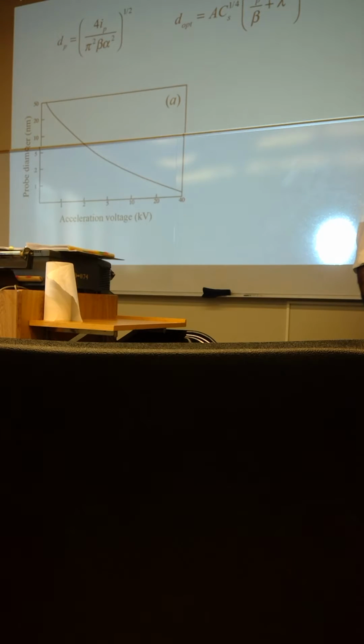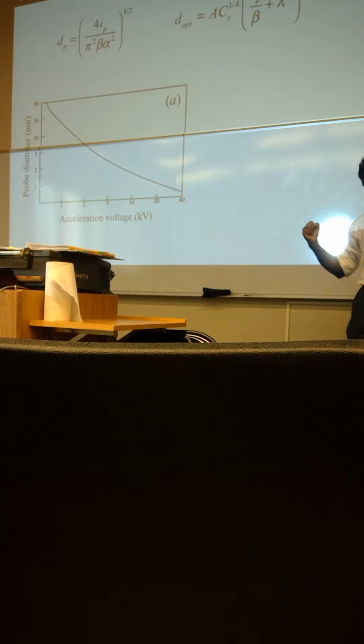The other important thing is that you can see the optimal probe size. Does the diameter of the probe decrease or increase with the source brightness? So it gets smaller as it gets brighter. So now if you go from thermionic emission to field emission, the field emission is a brighter source. So you should get smaller optimal probes with field emission. That's what's shown in the next slide.